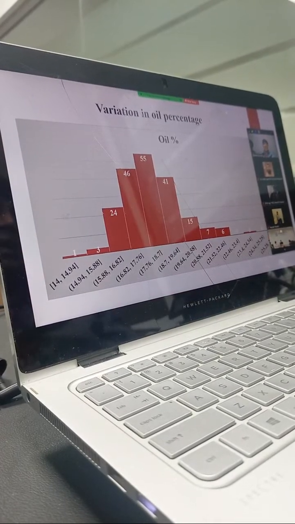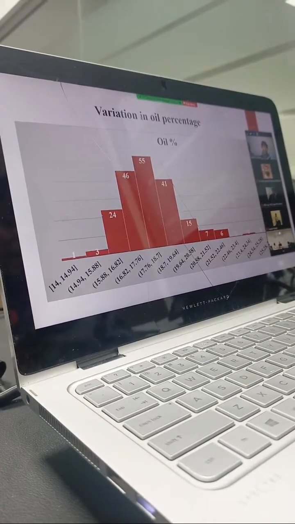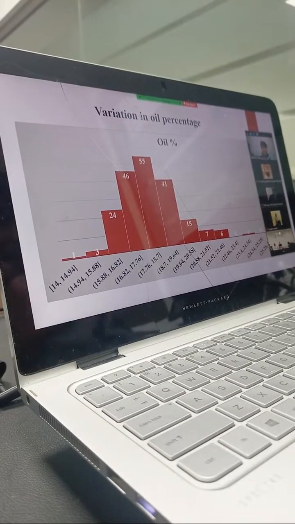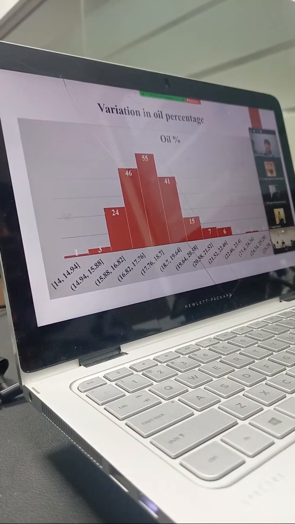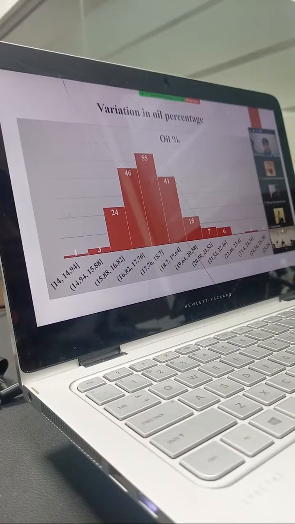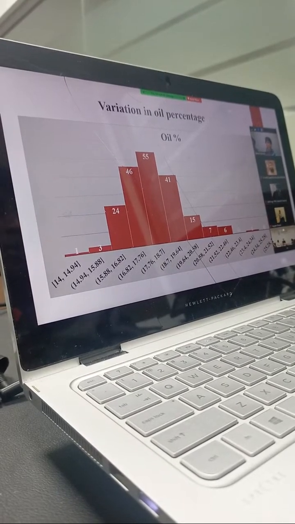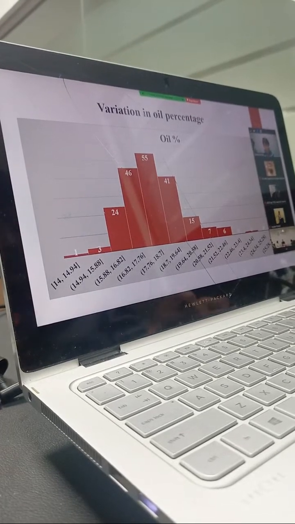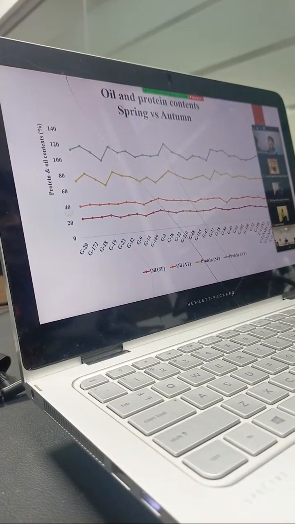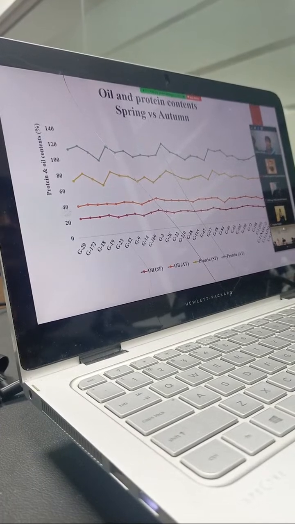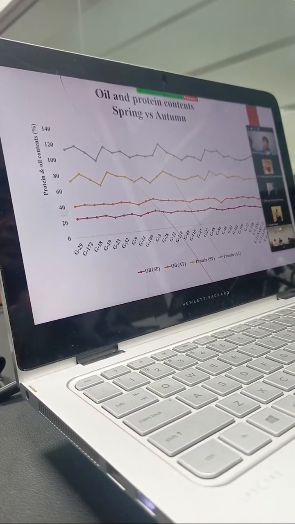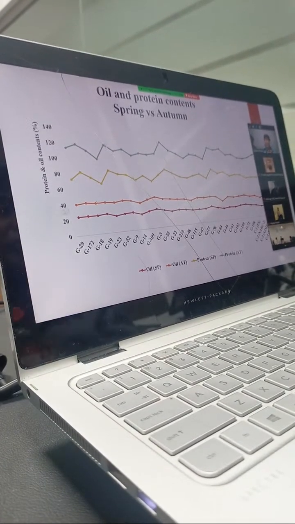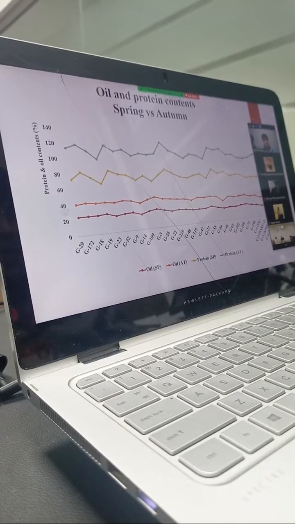Similarly, we mapped the oil content, and here you can see that we have different genotypes having oil content ranging between 14 to almost 25%. And then this is again very interesting. This is the oil and protein content variation between two different seasons, that is spring and autumn.